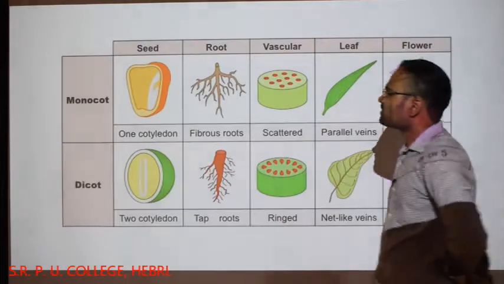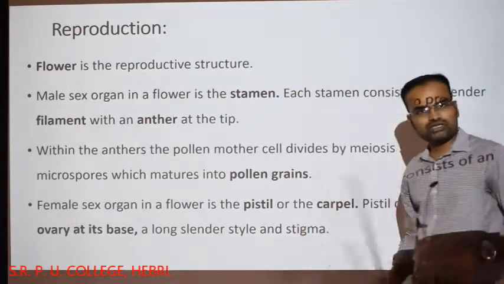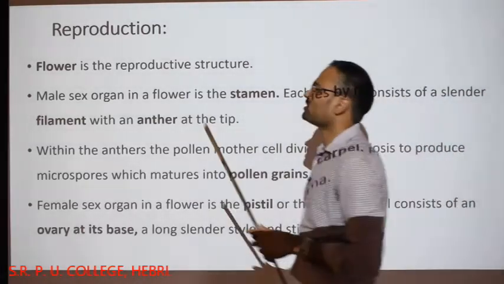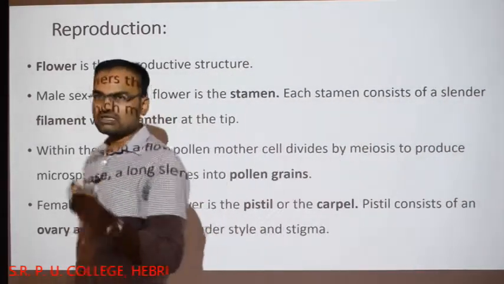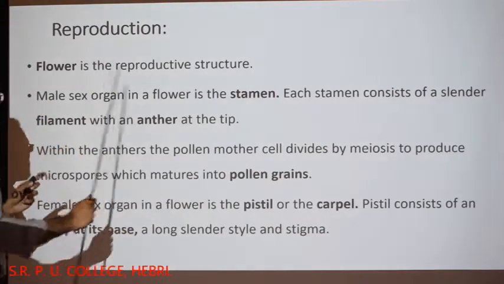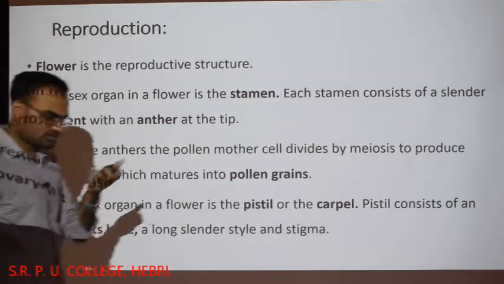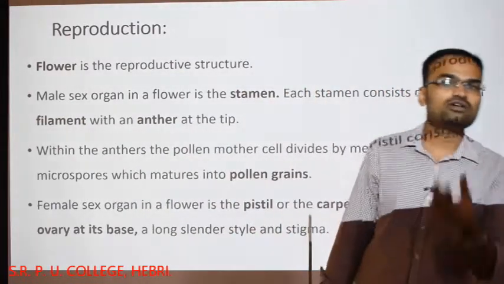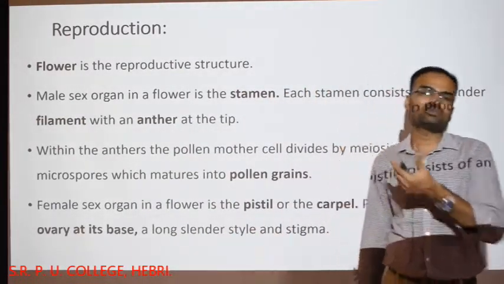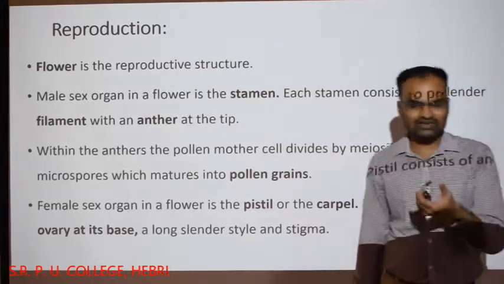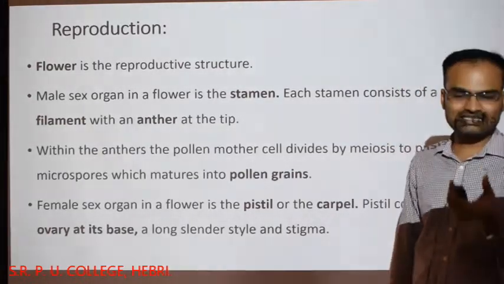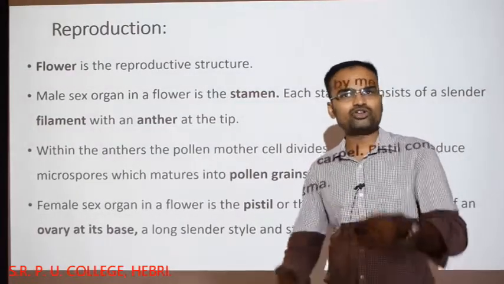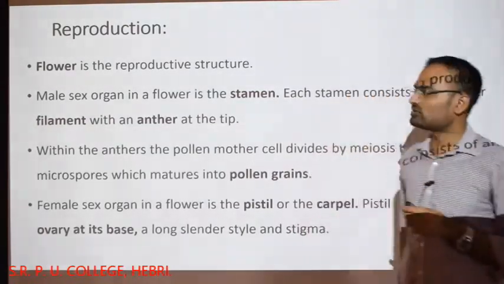Understood? Next one, the reproduction in case of the angiosperm. How are these angiosperms going to reproduce? As we already know, the flower is the reproductive structure. Remember it. Okay, the flower, whatever we are calling, is nothing but a modified shoot for the purpose of reproduction. The flower is modified in such a way that it possesses both male and female structures which are going to be involved in sexual reproduction.